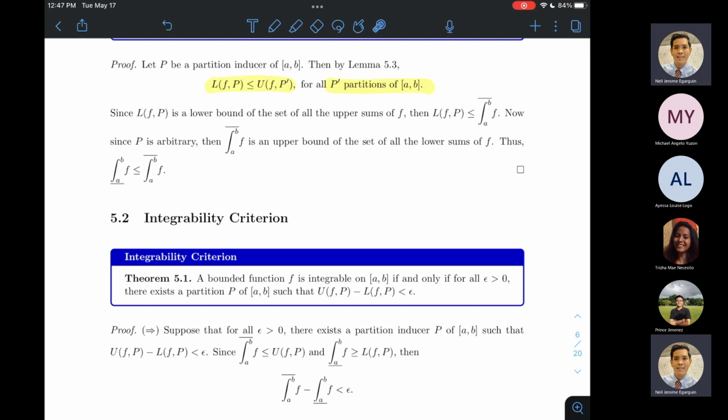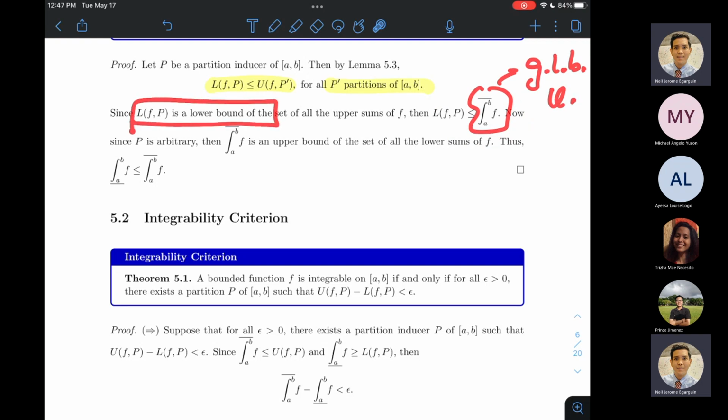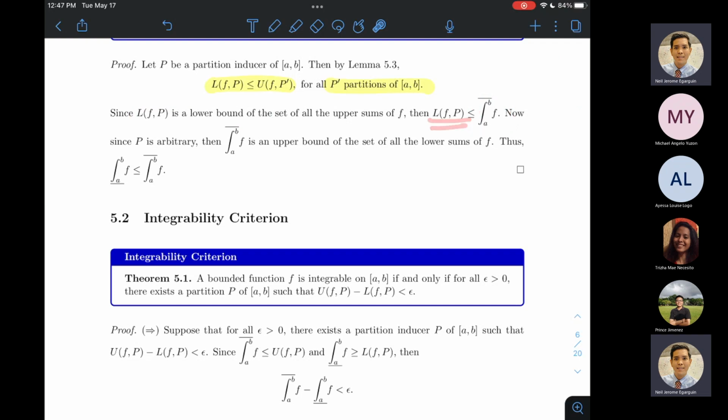Okay? So, dahil yung upper Riemann integral ay infimum o greatest lower bound ng lahat ng mga upper sums, and yet L is a lower bound. So ibig sabihin, etong lower Riemann sum na to ay bounded above by the upper Riemann sum. Again, this is true because this is the greatest lower bound ng mga U. Tapos sabi natin si L ay lower bound ng mga U. So ibig sabihin ng LFP ay lower bound para din sa upper Riemann integral.